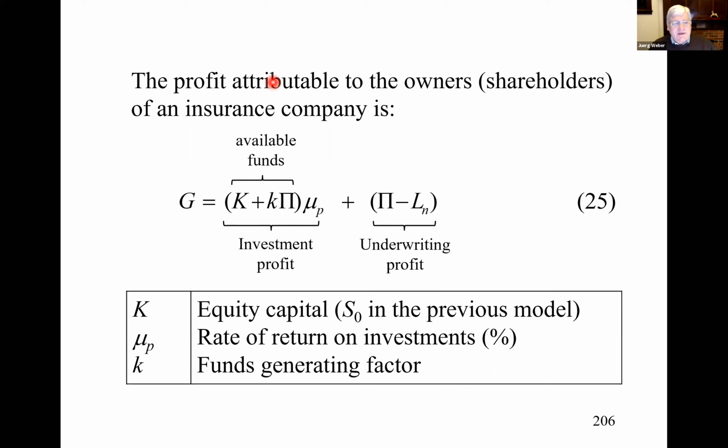We use here the symbol G for this profit. That's because the first edition of the book was written in German. And G means Gewinn in German. So that's a gain, Gewinn. That's why I use a G here for the profit. And the K for the capital, because in German, capital is written with a K, Kapital.